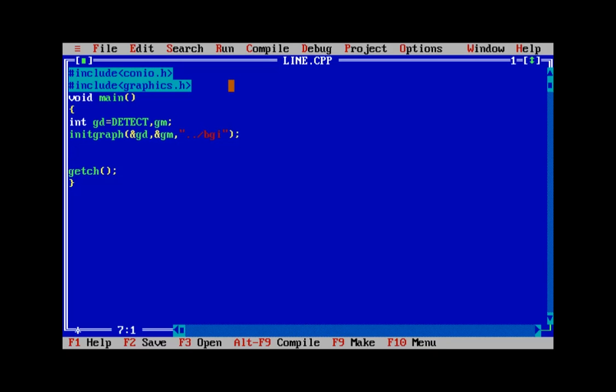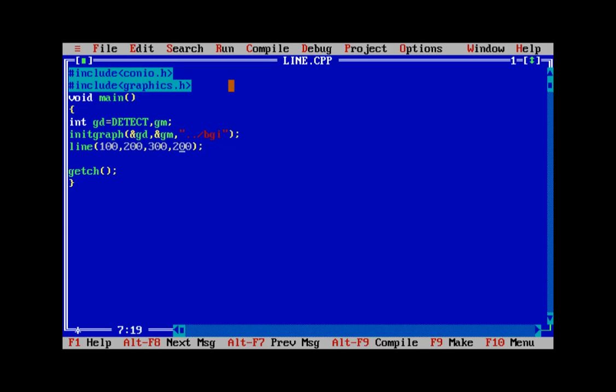So let's first draw a random line. Let's simply give a starting point, let's say 100, 200, then 300, 200. I hope you can infer from this statement that we're going to draw a line having the same y coordinate. Let's look at the output. Yes, we got a line. The starting point is 100, 200, and the ending point is 300, 200. I think that you got some idea about the line function.